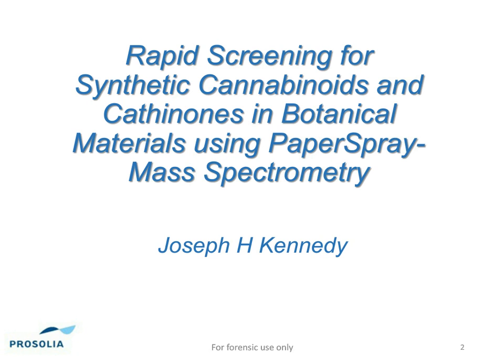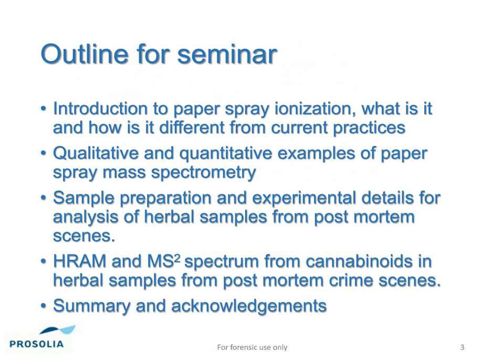Just a quick outline of what we're going to be going over today. I want to introduce you to paper spray ionization, which you may not be familiar with, and try to show you how it's different from some current practices. I'll have some examples of how that technique can be used for qualitative as well as quantitative analysis. We're going to talk about sample preparation that I use to prepare some herbal samples which were collected at some different crime scenes. I'll then show you some high-resolution mass spec and MS2 spectrum from some of the cannabinoids which were identified in these herbal samples, and then finish that up with a summary and acknowledgement.